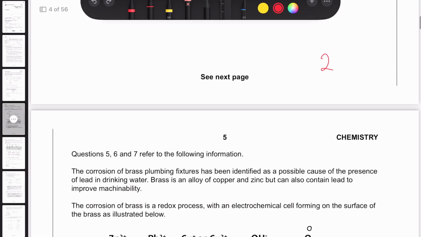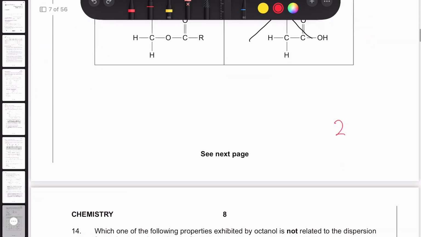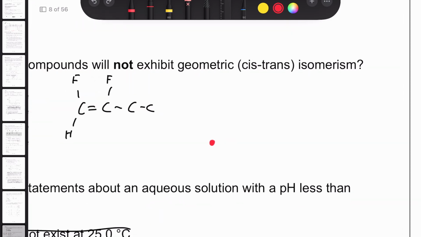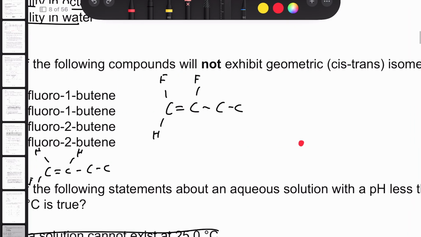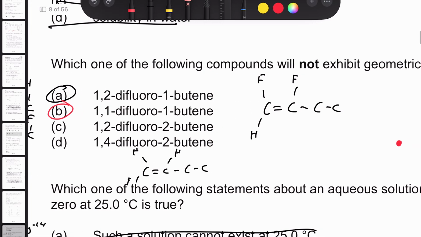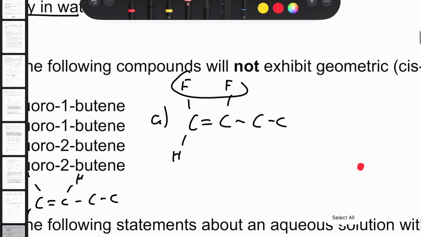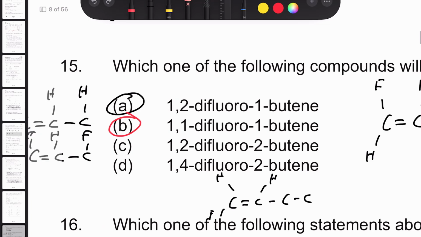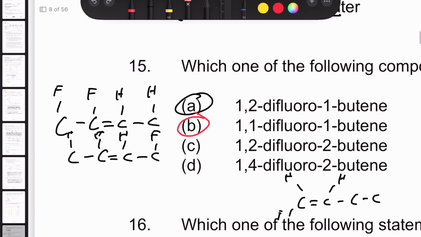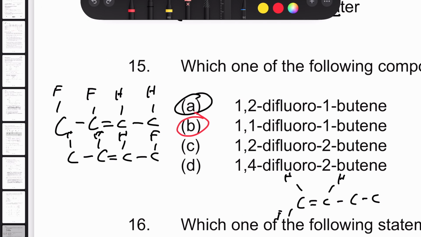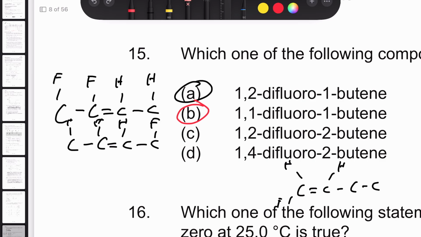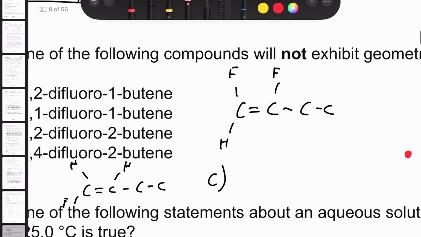Multiple choice is all correct except for question 15, the one with the compounds and the isomerism. I think it's because, like, this is A, right? So these fluorines can be cis or trans. And then C was 1, 2. So then I move you down a bit. Oh, okay. I'll just do C again. So C would look like that.